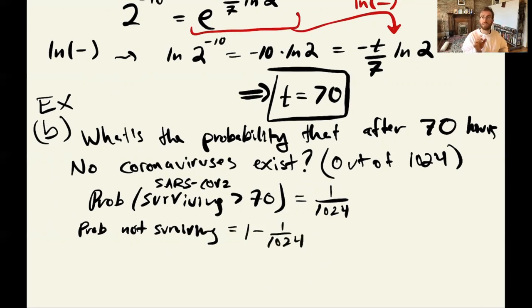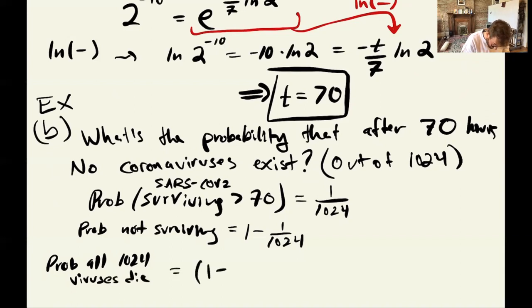So now I just need to treat each of my coronaviruses as independent. And now I would need to just ask, well, I want each of these to die, at least at that 70-hour mark. So probability all 1024 viruses die. One minus 1 over 1024 raised to the 1024.